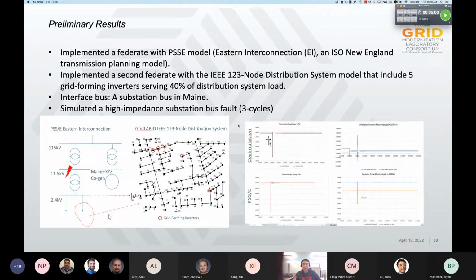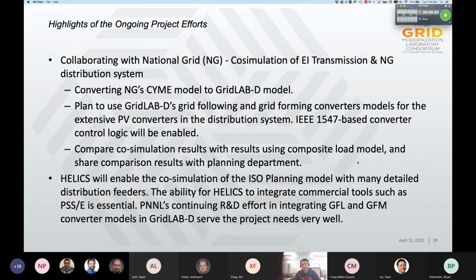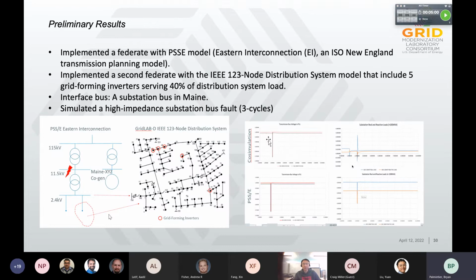If we had just modeled the downstream distribution system with plain loads, it would be very flat simulation results. But with the dynamics coming in from these grid-forming inverters, we see the dynamic responses from the distribution system when the voltage dropped below some levels. In this case, it was a three-phase high impedance fault on the substation bus.